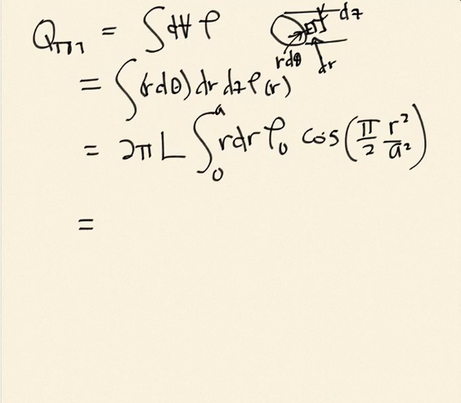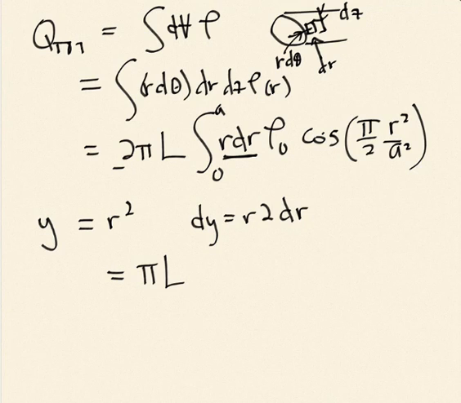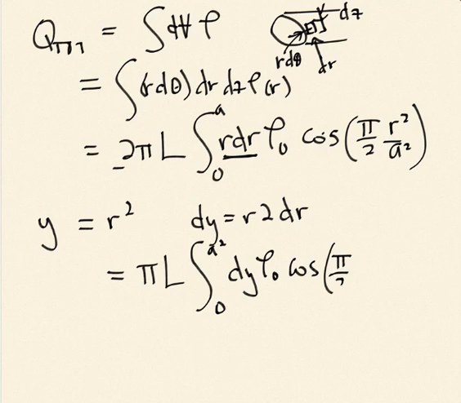You can do a variable substitution here. Oh, let me just do it. If I say y is equal to r squared, then dy is the same as 2r dr, right? So I have both those things here. Here's my r dr, that's a dy, and I can take away a 2 to make it work. And I have a y in my cosine argument. So I can rewrite this integral as pi L integral, and because y is r squared, I'm going to go from 0 to a squared dy. And I need a rho naught here. And I have a cosine now of pi over 2 y over a squared. Okay, and I know how to integrate that.